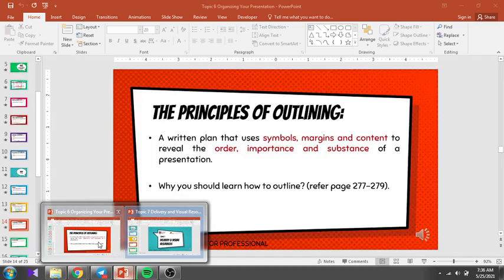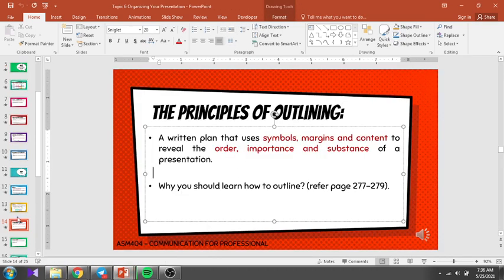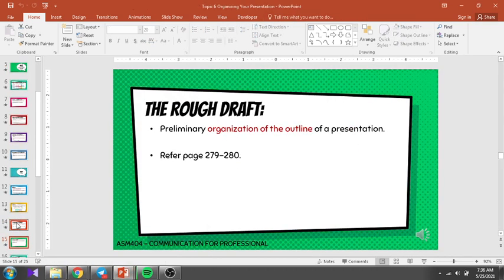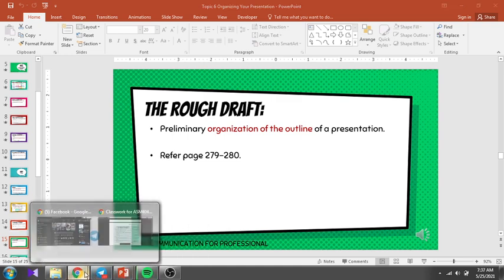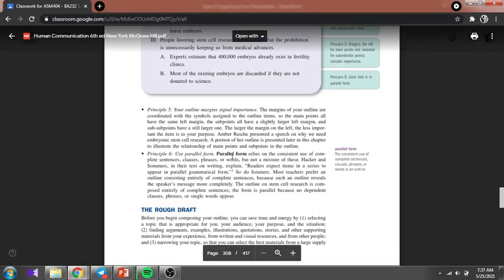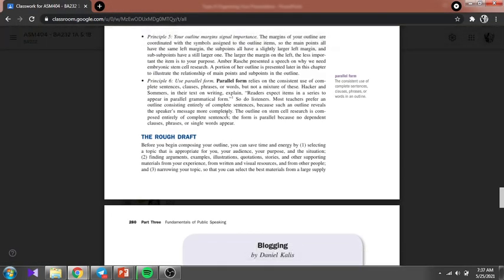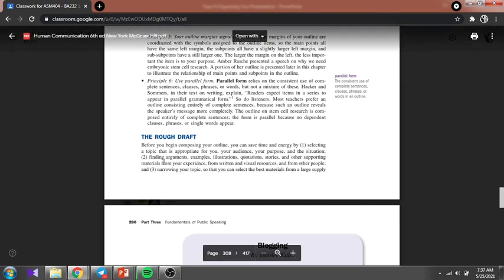Okay, this is topic number 7, sorry. Okay, the rough draft. Preliminary organization of the outline of a presentation. Okay, refer to page 279 and 280. On this rough draft, it is about these things. Begin composing your outline. You can save time and energy by selecting a topic.